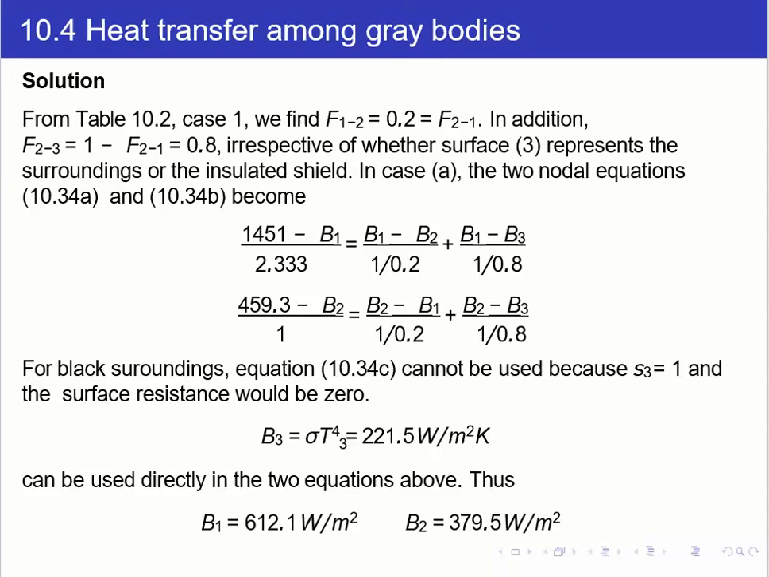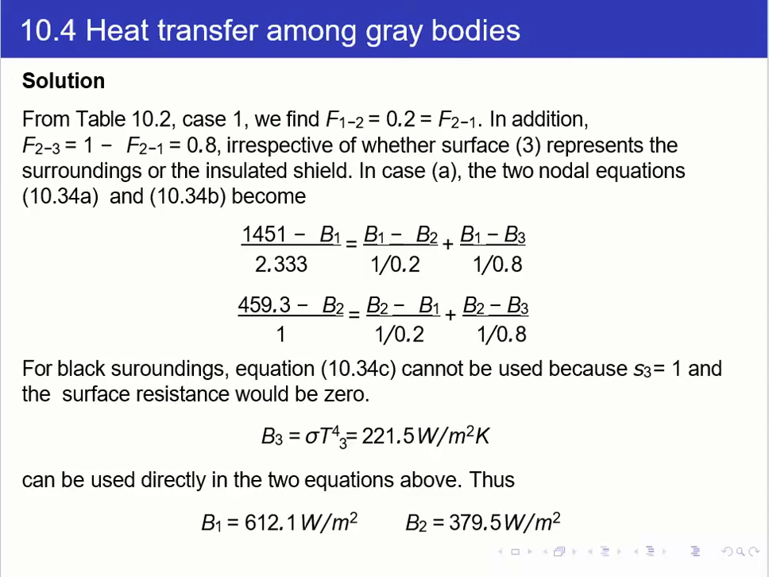That represents the surroundings or the insulating shield, and the two nodal equations are: E b1 minus B1 by 2.333 is equal to B1 minus B2 by 1 by 0.2 plus B1 minus B3 by 1 by 0.3. And E b2 minus B2 by 1 is equal to B2 minus B1 by 1 by 0.2 plus B2 minus B3 by 1 by 0.8. For the black surroundings, that equation cannot be used because epsilon 3 is equal to 1 and the surface resistance would be 0.